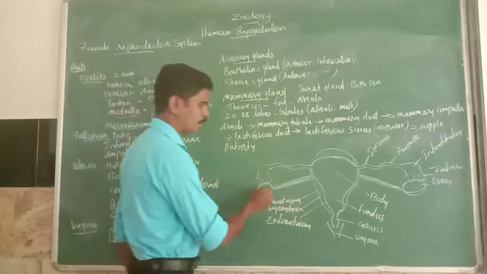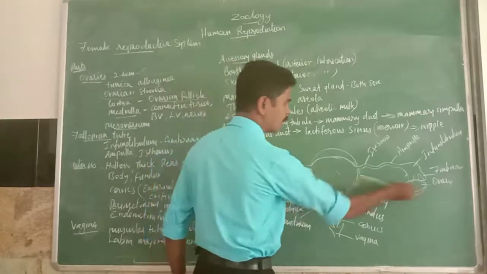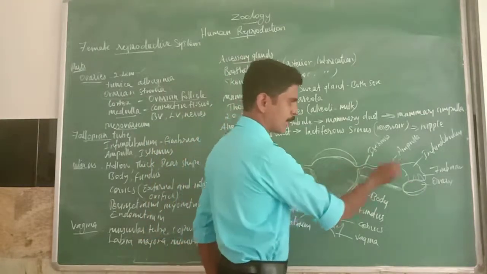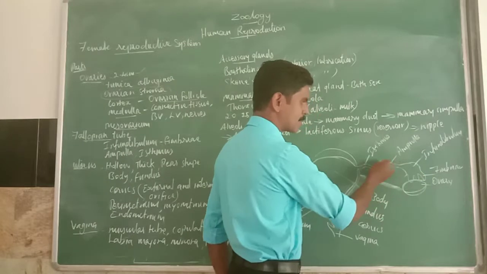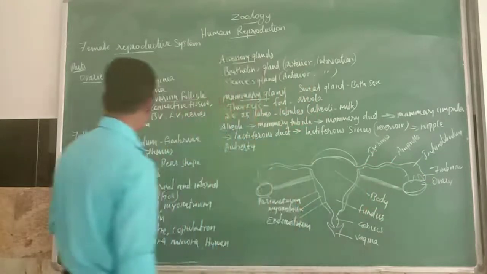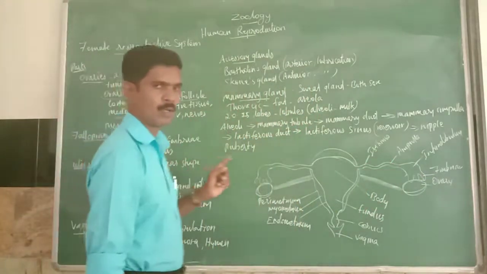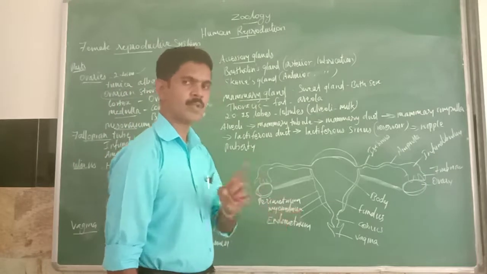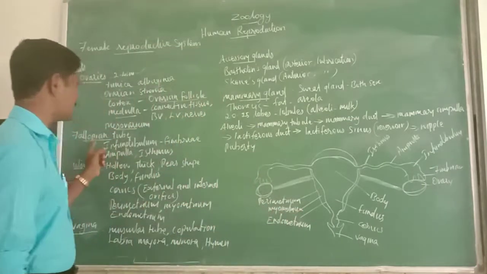So this is the ovary, this is the uterus. This uterus is connected with a tube-like structure. This tube-like structure is called the fallopian tube, otherwise called oviduct. Now we are going to study the structure of the fallopian tube.